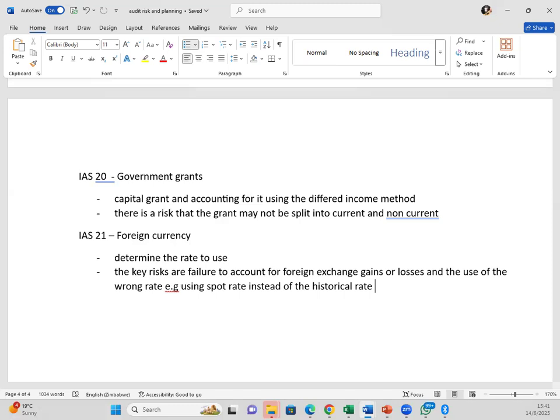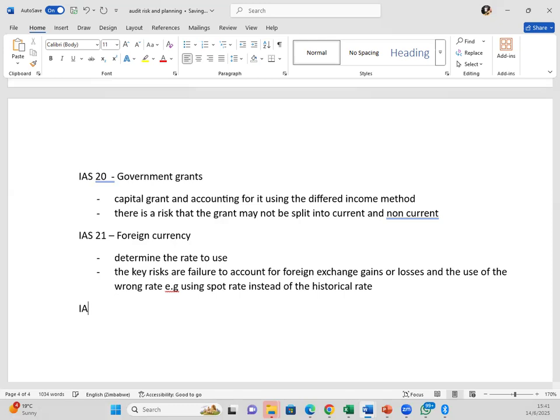We are going to do IAS 21 for F7, so I'm sure regarding the treatment, you'll be having knowledge on that. Then let's move on. Besides IAS 21, we have IAS 23.